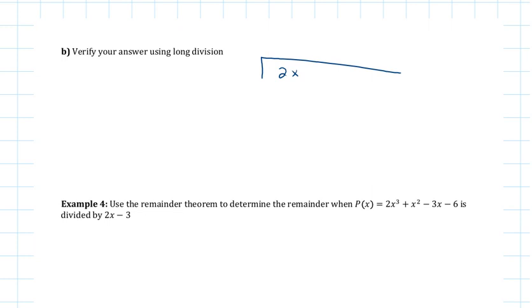Okay, let's do that. So 2x cubed plus x squared minus 3x minus 6, and I'm dividing by x plus 1. 2x cubed divided by x, that's 2x squared. Now I multiply 2x squared by x, that's 2x cubed. 2x squared by 1, that's 2x squared.